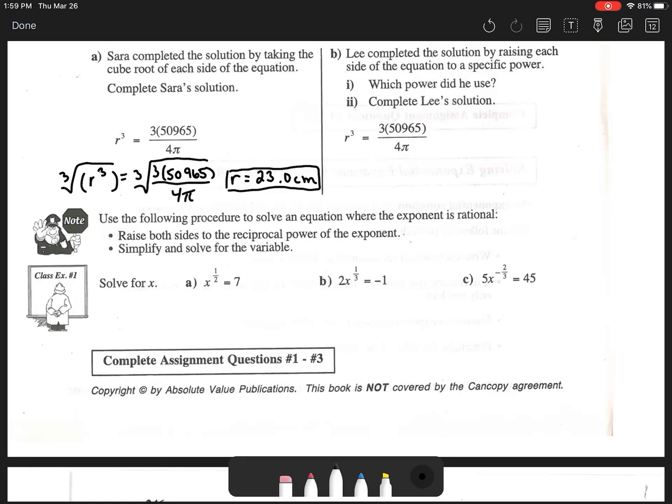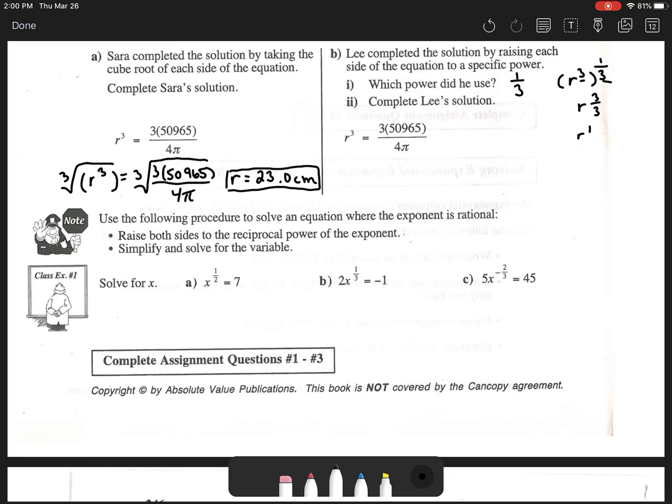Now, going over to Lee, it says Lee completed the solution by raising each side of the equation to a specific power. Which power did he use? Well, Lee raises each side of the equation to a power of 1 over 3. Now, the reason he does that is the following. If I have r cubed, and I want to have just r, that means using my laws of exponents, I have to multiply by 1 over 3, right? Because what I would do in this case is I'd go 3 times 1 over 3, and that would give me 3 over 3, which is r to the exponent of 1, which is what I want, just r.